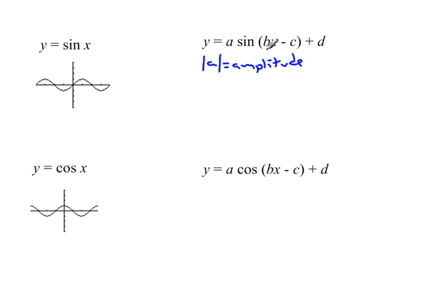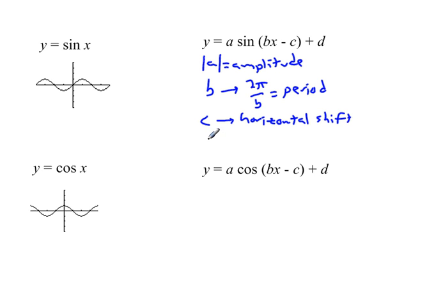We already know multiplying x by something, this b, will change the period. So I'm going to write down b leads to 2 pi over b, which equals the period. Now what c will do, think about any function. If you add or subtract in parentheses here, c will lead to a horizontal shift. Now we have to be careful here because b could affect the shift as well. So I'll talk about how to deal with that. But d, adding a number outside here, is exactly the vertical shift. So this could shift your graph up or down.